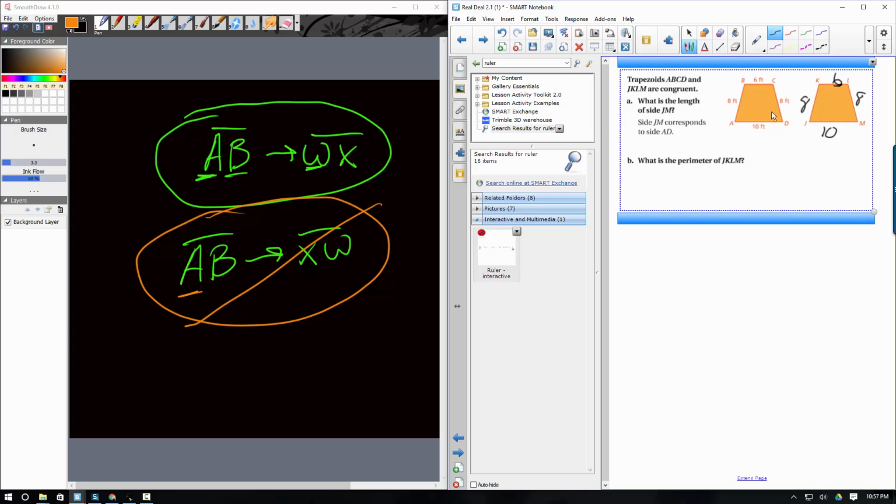So once you know what they correspond to, it's pretty easy. Now we have to figure out the perimeter, so the distance around. We'll take 10 plus 6 is 16, plus another 16. 8 plus 8 is 16, so altogether that equals 32.